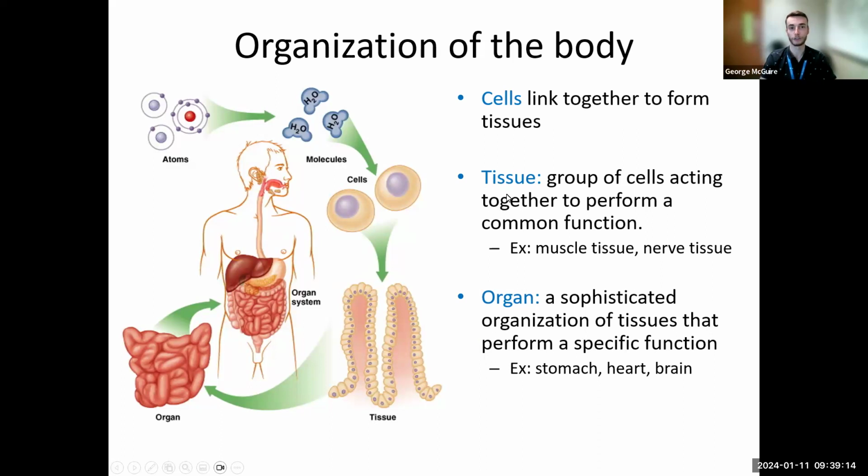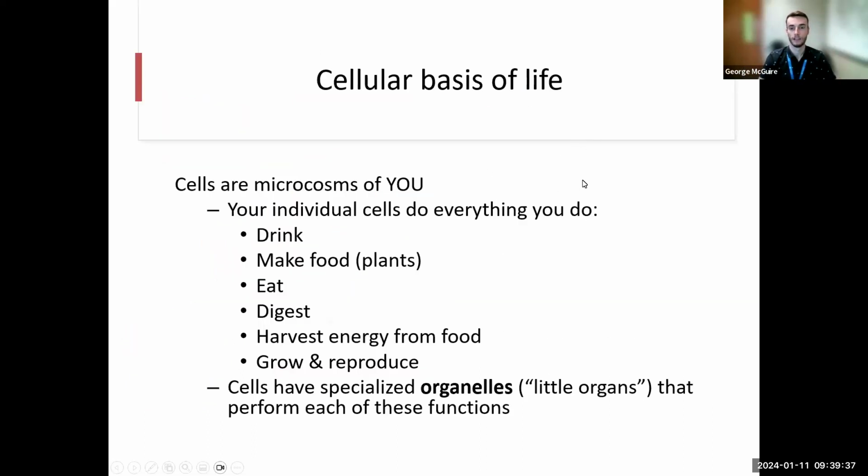And so lastly, different groups of tissues will work together to create an organ. And that organ does one or two specific jobs for the entire body, for the entire organism, right? These organs work together within organ systems, and we have multiple organ systems in our body that all work together to support the overall health of this one individual, of your entire organism. And each of these cells could be considered a tiny microcosm of you. These cells need to do the exact same things that you as an entire organism need to do. So they need to drink, they need to eat, they need to digest or break down food and molecules, they need to harvest energy from that food, and they also need to grow and reproduce.